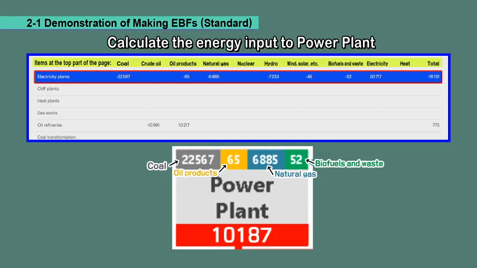Next, look at the electricity plants row in the IEA table. Enter the energy input to thermal power plants. Negative values indicate energy input. Coal input to power plants is 22,567, oil input 65, natural gas 6,885, and biofuels and waste 52. Enter them as input.